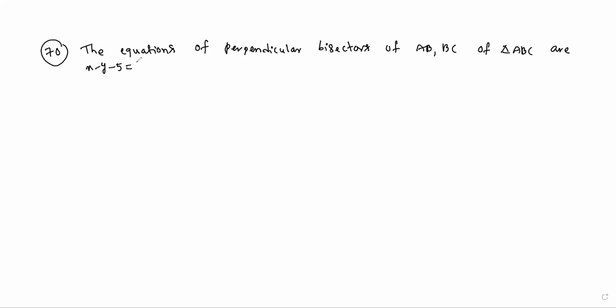The given equations are x minus y minus 5 equal to 0 and x plus 2y equal to 0 respectively. And point A is also given, that is 1 comma minus 2. Then we need to find point C.